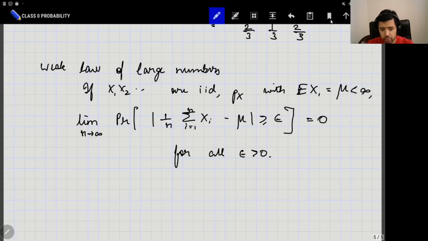And how do we prove the weak law of large numbers? I won't prove this, but here's a hint. Use some of the inequalities that we saw in the previous lecture to prove this result. To prove that, you can use the assumption that the variance is also finite. It's finite, but it doesn't matter what exactly it is, right?